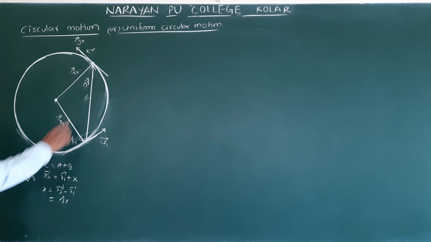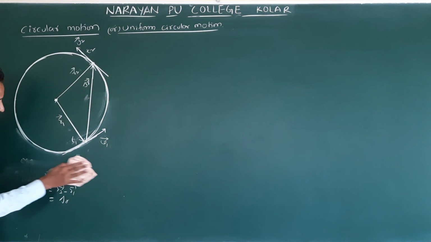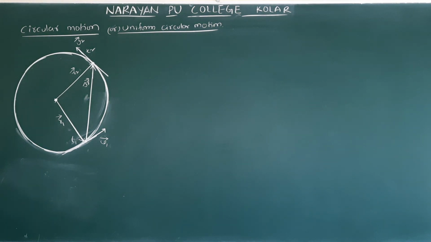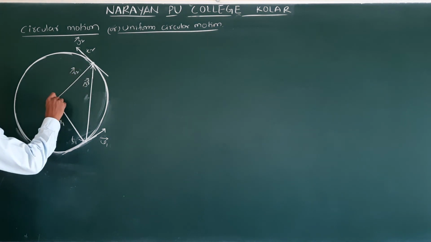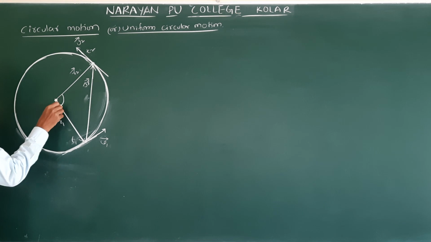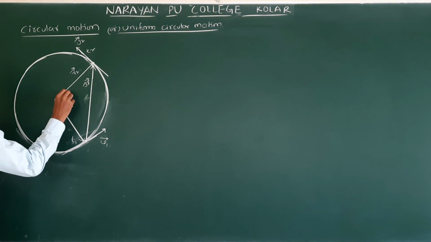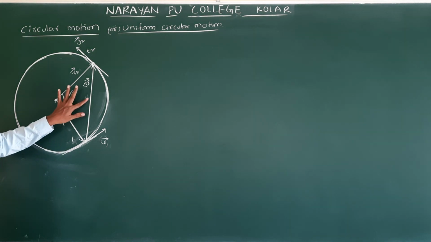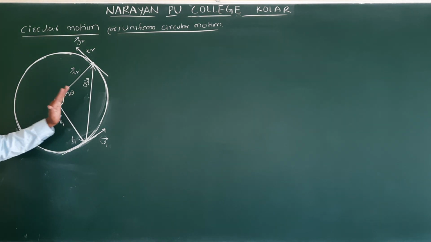Change in position, the vector is the displacement vector. Now at the center, this is the first position vector and this is the second one. This vector rotated, so this angular displacement we will take as theta. The angle between the two position vectors is delta theta. Clear? Now in this concept we are going to find the centripetal acceleration.